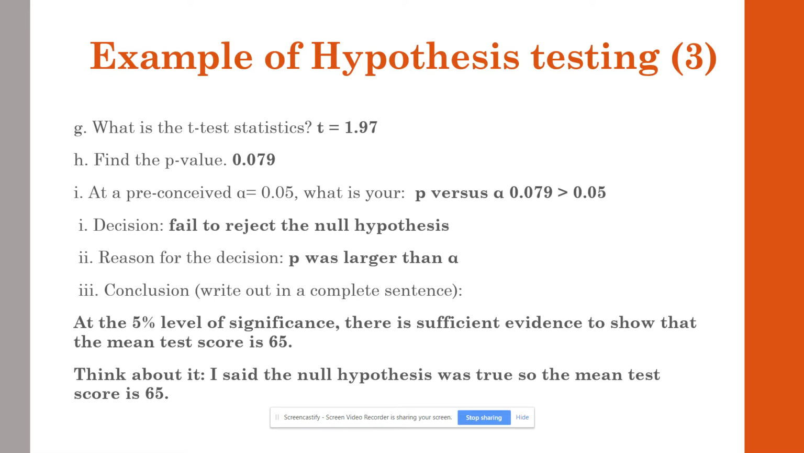All right, so as a preconceived alpha equals 0.05, what is your P versus alpha? So 0.079 is greater than 0.05. My decision, fail to reject the null. Why? P again was larger than the level of significance. So my conclusion, at the 5% level of significance, there's not sufficient evidence to show that the mean test score is different from 65. So think about it. I said that the null hypothesis was true, so the mean test scores are 65. So everybody was right, and the average grade was 65.